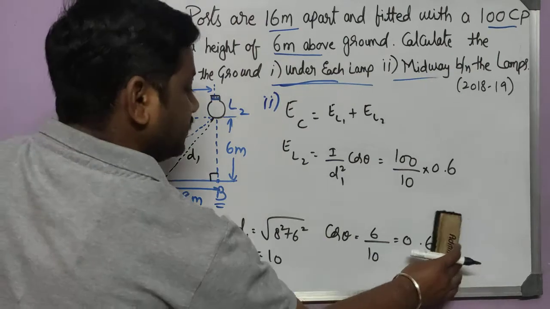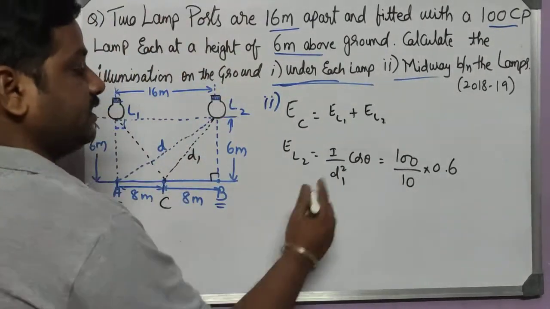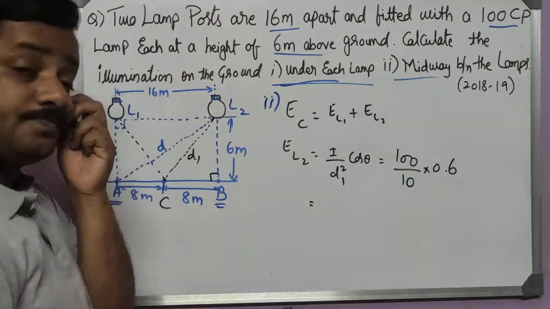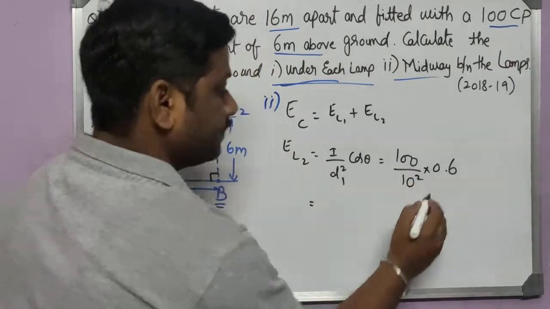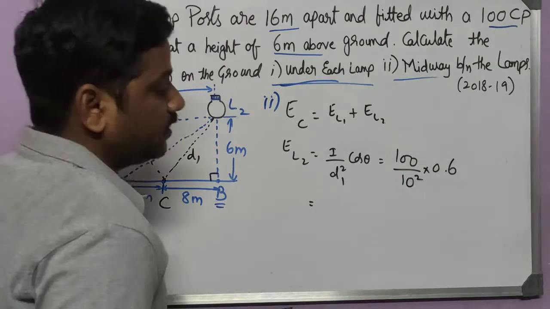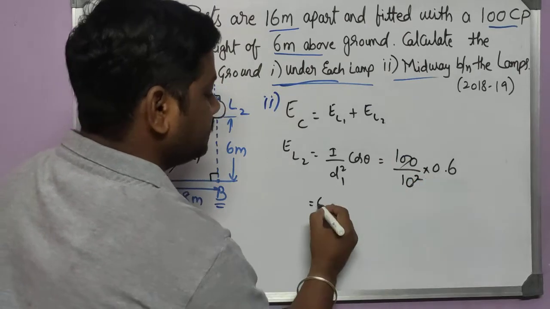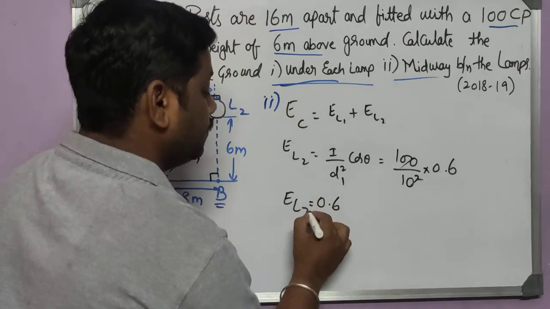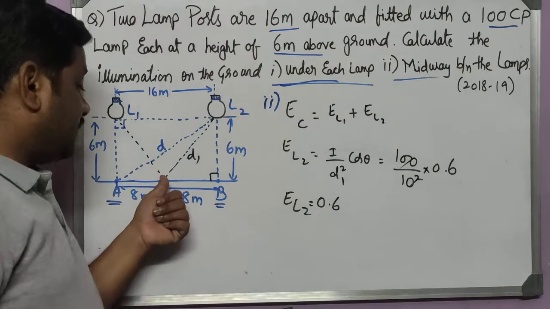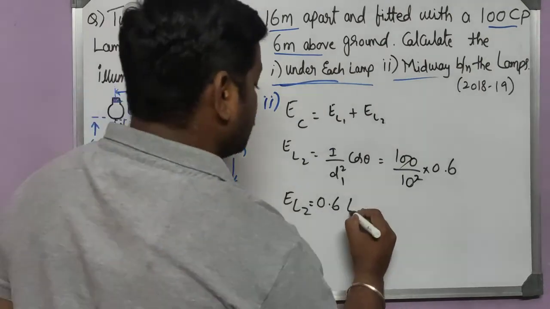Okay, so after getting this, let's find EL2. So 100 by 10, sorry, this is 10 square. That is 10 square, which is nothing but 100. So 100 by 100 will be cancelled. It will be just 0.6. That is EL2, meaning the light effect from this lamp is 0.6 lux.